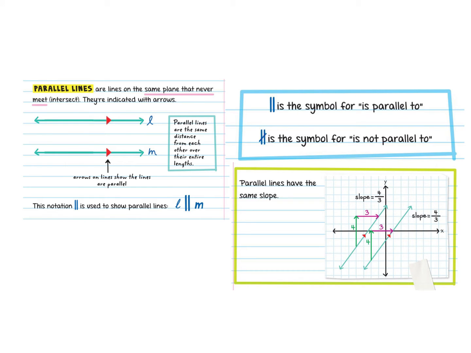Parallel lines are lines that are on the same plane that will never meet. They're indicated with arrows. If you notice the red arrows here, that is telling you that the two lines are parallel. And then we know that parallel lines have the same slope. So notice here, these lines will never cross because they have the same slope.